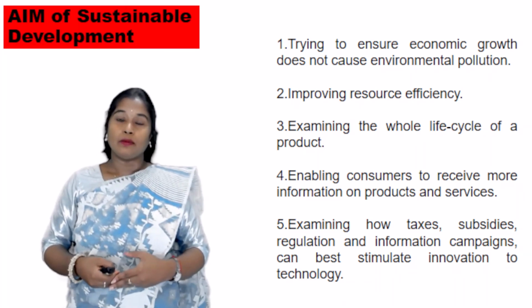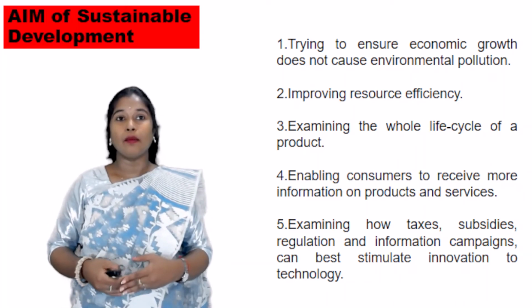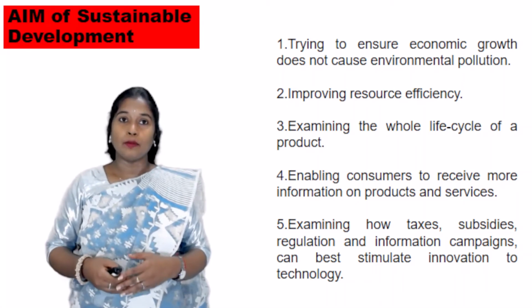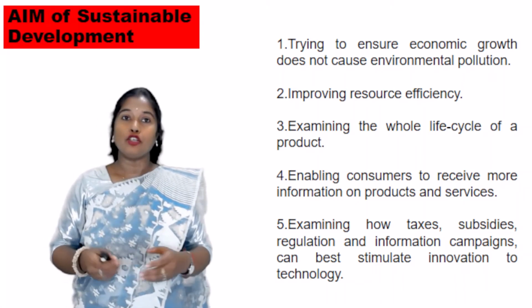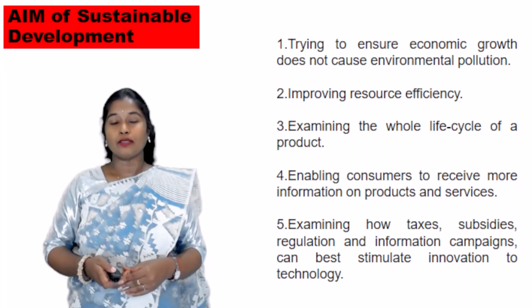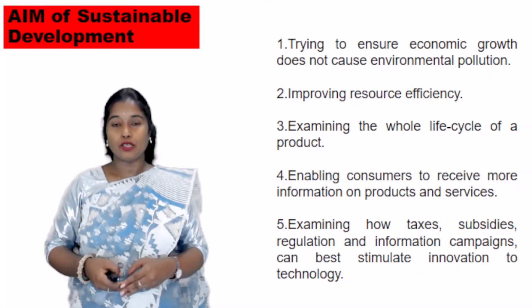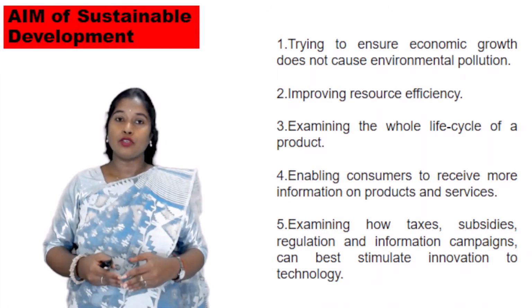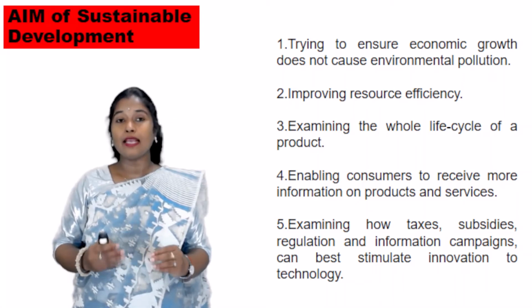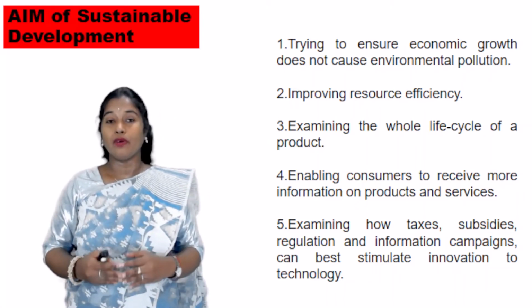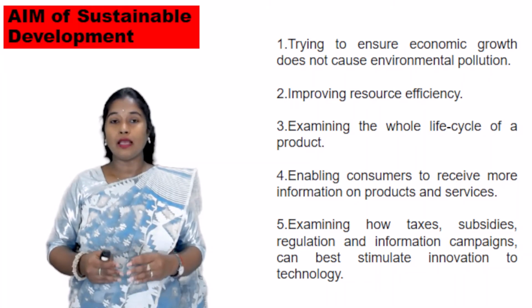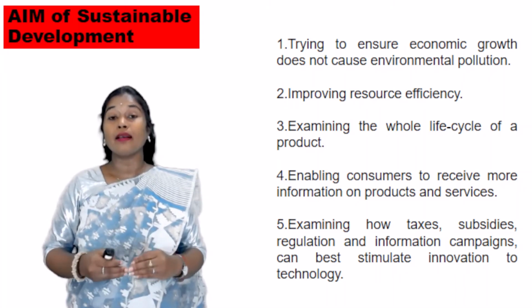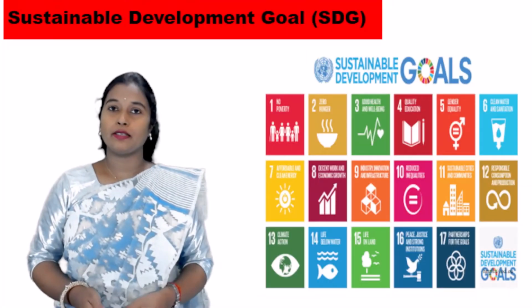The aim of sustainable development. Sustainable development aims at breaking the link between resource use and productivity. This can be achieved in the following ways: trying to ensure that economic growth does not cause environmental pollution, improving resource efficiency, examining the whole life cycle of a product, enabling consumers to receive more information on products and services, and examining how taxes, voluntary agreements, subsidies, regulation, and information campaigns can best stimulate innovation and investment to provide cleaner technology.